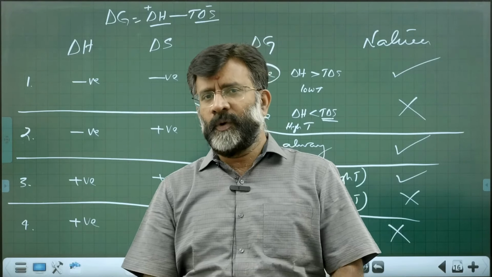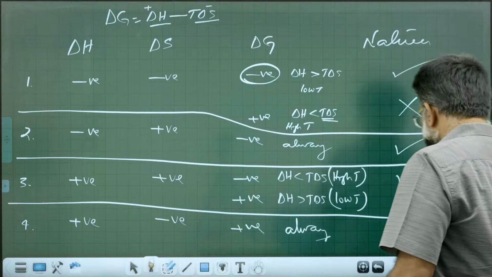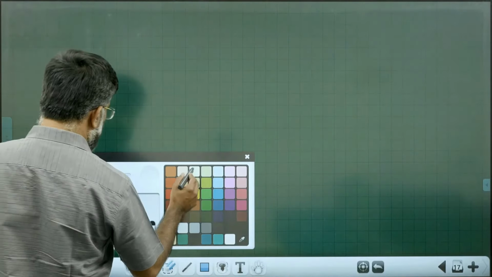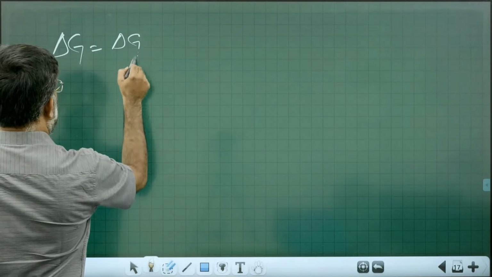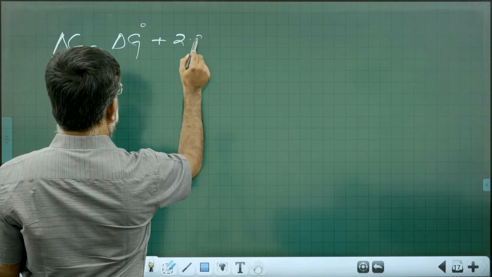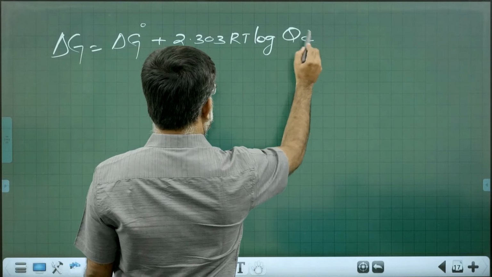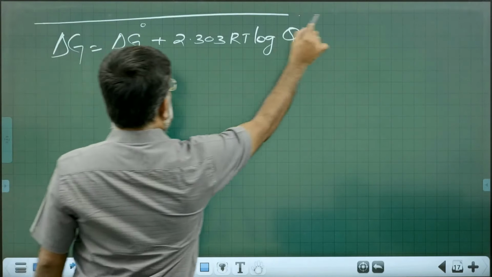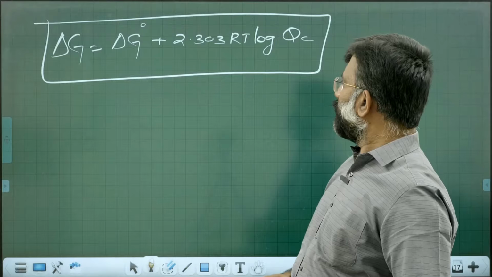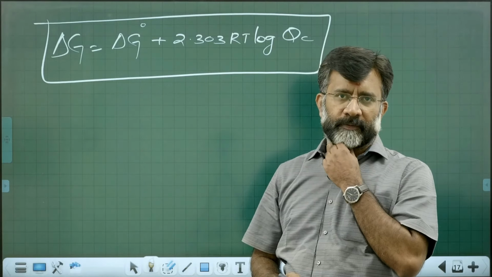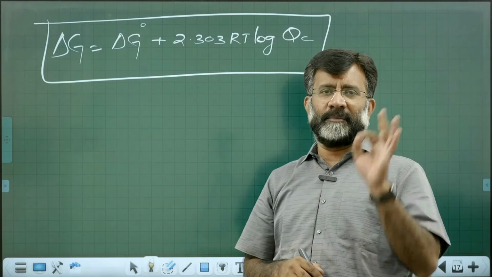Right? Let me tell you the last formula from the chapter to conclude the thermodynamics. What is that formula? Many times you need to operate that in various numericals. Delta G is equal to delta G naught plus 2.303 RT log QC. This is the formula. Delta G is equal to standard delta G plus 2.303 RT log QC. What is QC? That we are learning in the chapter equilibrium, reaction quotient.